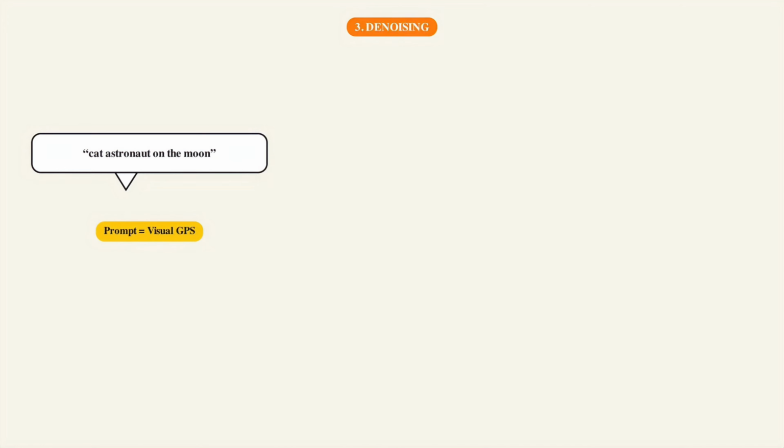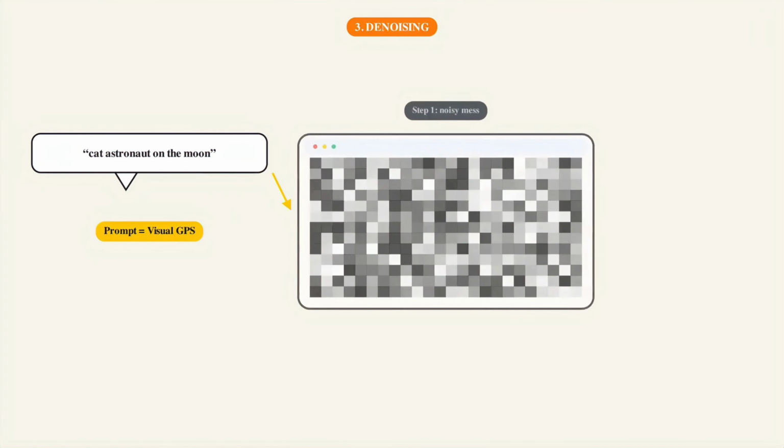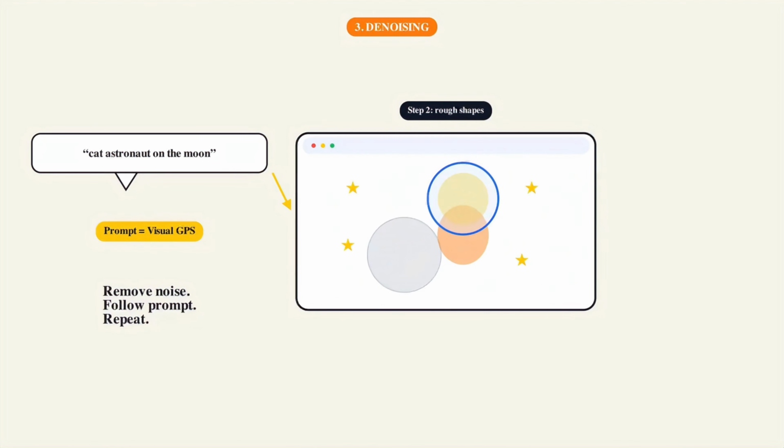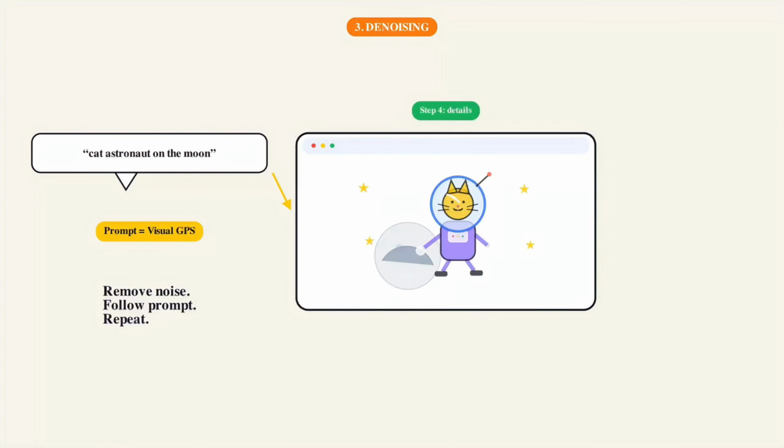This is the most important part, denoising. The AI looks at the noisy image and asks, "What should I remove next?" The prompt works like a visual GPS. It keeps pushing the image toward cat, astronaut, and moon. Step by step, the noise becomes rough shapes. Then objects appear, and finally, small details show up.